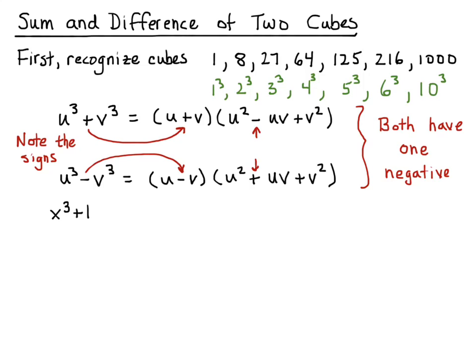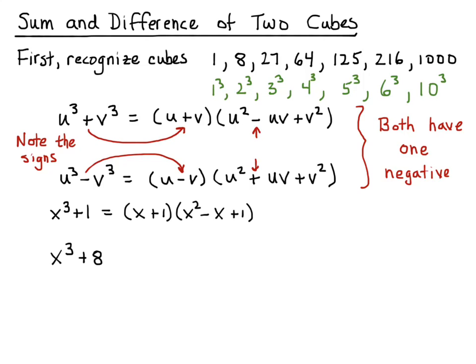So let me take you through a couple examples here. So the easiest one is just x cubed plus 1. Okay, so 1 is always a cube because that's 1 cubed, so I have two cubes. And so I just expand that into my formula of x plus 1, times, in parentheses, x squared minus x plus 1. Okay, so it's the sum, so this one's positive. You have one negative, and that's where the negative goes. This does not factor, x squared minus x plus 1.